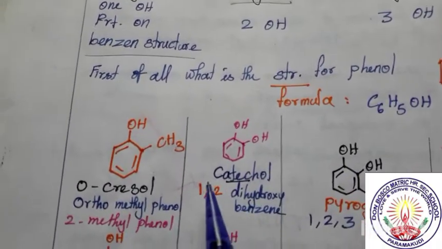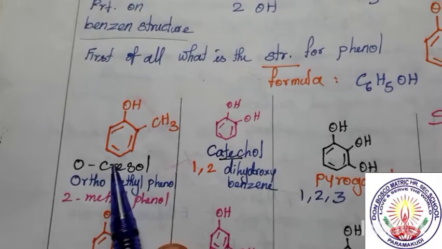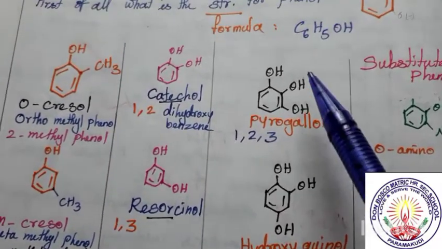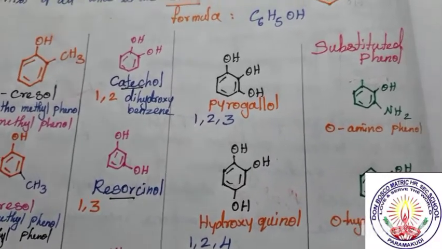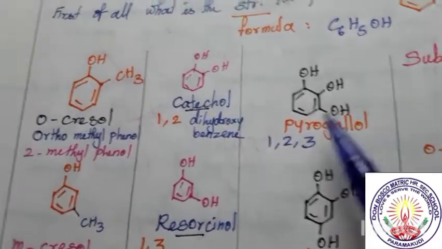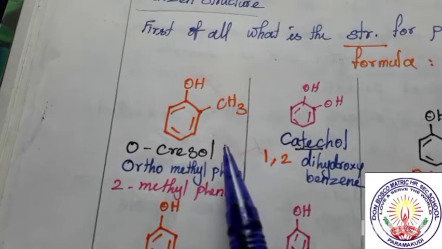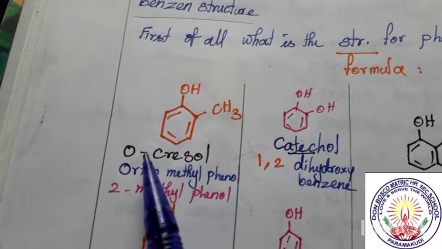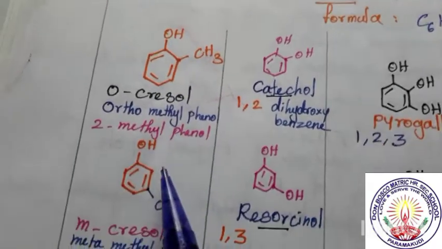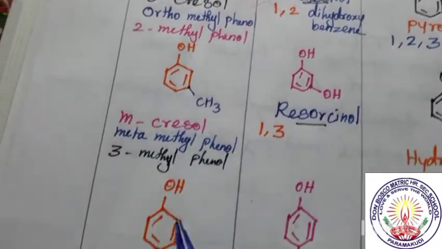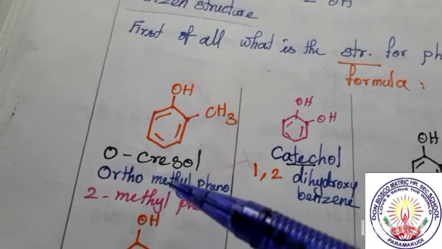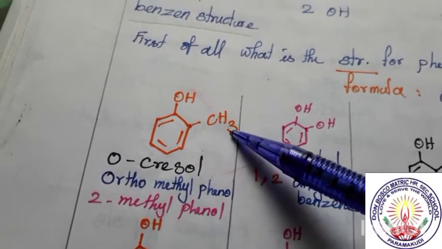Now we shall see one by one. This is monohydric phenol and this is dihydric phenol. This is trihydric phenol and this is substituted phenols. Shall see one by one. So here is only one OH present, and here only one OH, and here only one OH, and this one plus methyl is there.